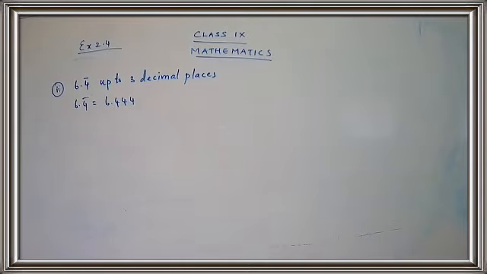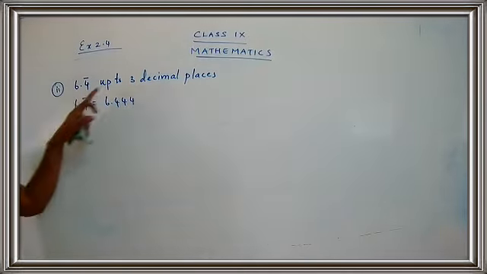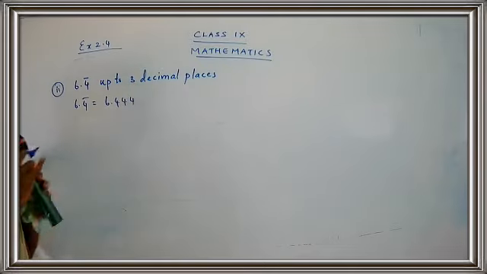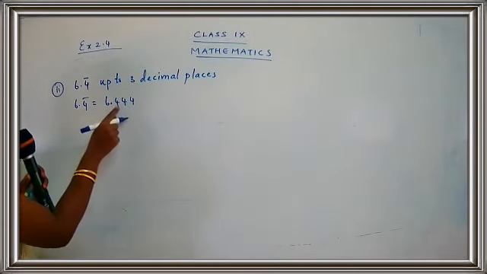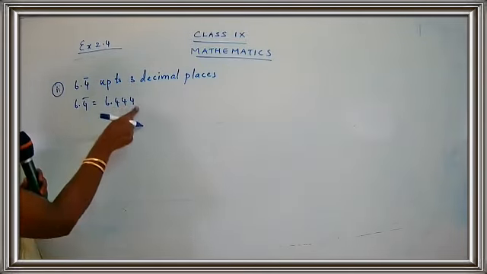Are you clear with this sum, children? So how are you going to write 6.4 bar? You're going to write it as 6.444. Why am I writing only 3 times? Because I have been asked only to write down up to 3 decimal places. So after the decimal point, 1 place, 2 place and 3 place.